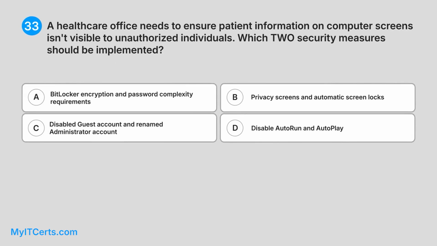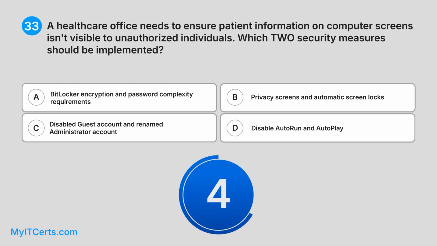33. A healthcare office needs to ensure patient information on computer screens isn't visible to unauthorized individuals. Which two security measures should be implemented? A. BitLocker encryption and password complexity requirements. B. Privacy screens and automatic screen locks. C. Disabled guest account and renamed administrator account. D. Disable autorun and autoplay. Do you know the answer?